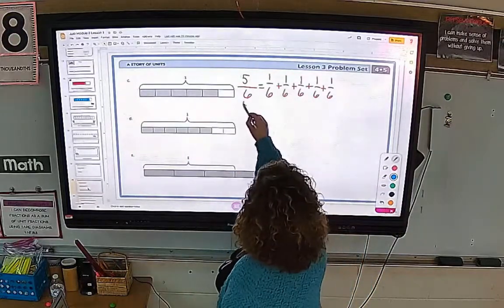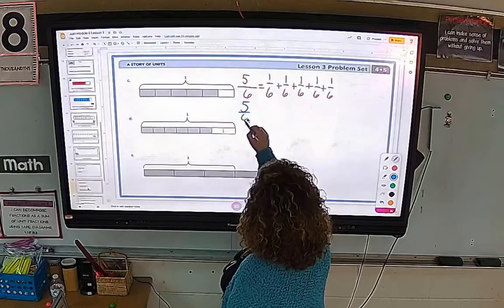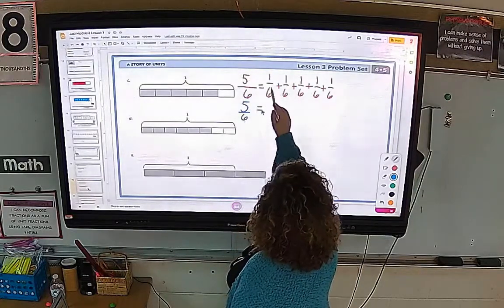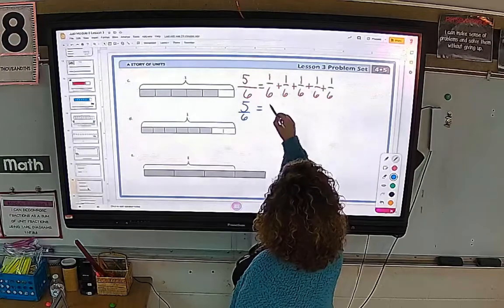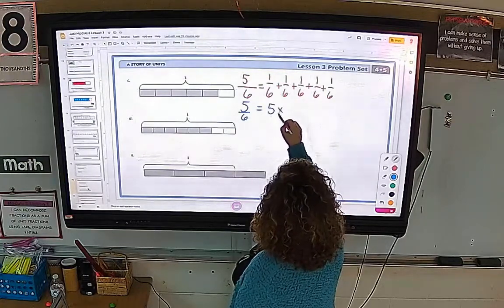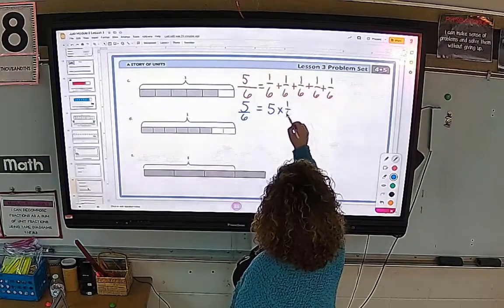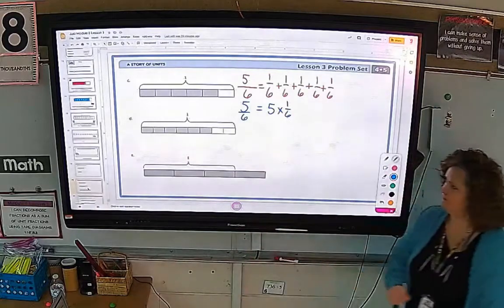Okay, so here we change it to the multiplication sentence. 5/6 is equal to 1, 2, 3, 4, 5. We got 5 times 1/6.